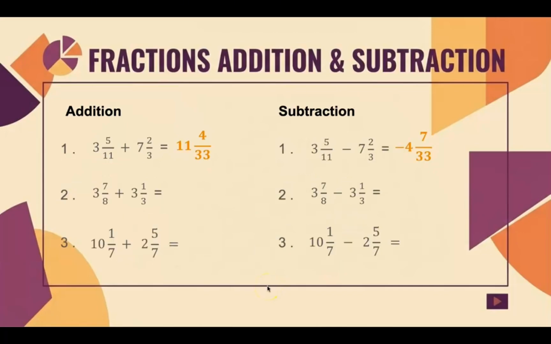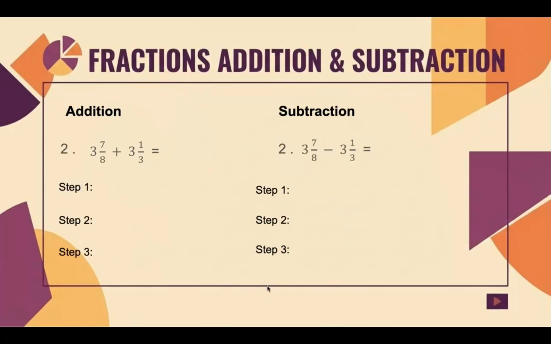Now let's do the second problem. 3 and 7/8 plus 3 and a third, or for subtraction, 3 and 7/8 minus 3 and a third. So first, let's do step 1, converting the mixed fractions to improper fractions. 8 times 3 is 24, and 24 plus 7 is 31, and the denominator 8 stays the same. And 3 times 3 is 9, and then 9 plus 1 is 10, and the denominator 3 stays the same. So we will get 31/8 plus 10/3.